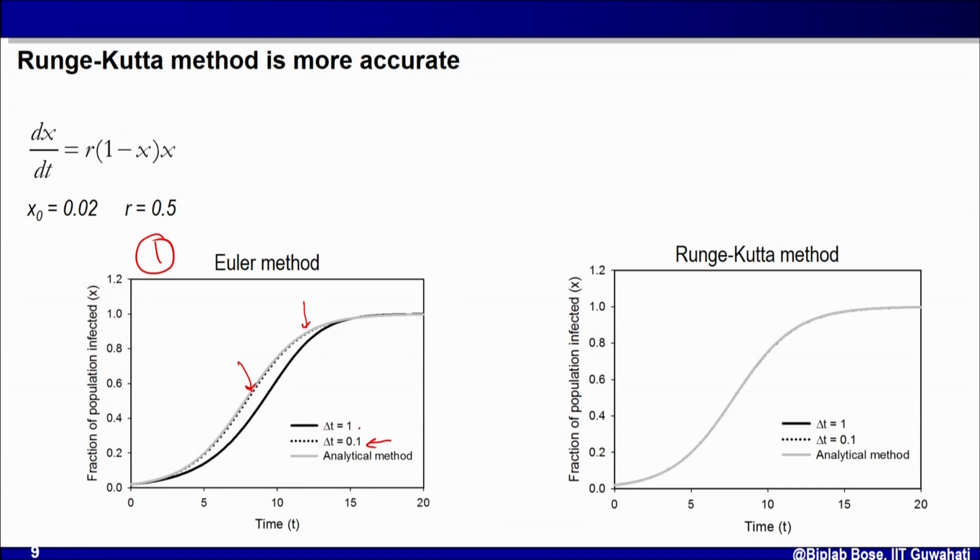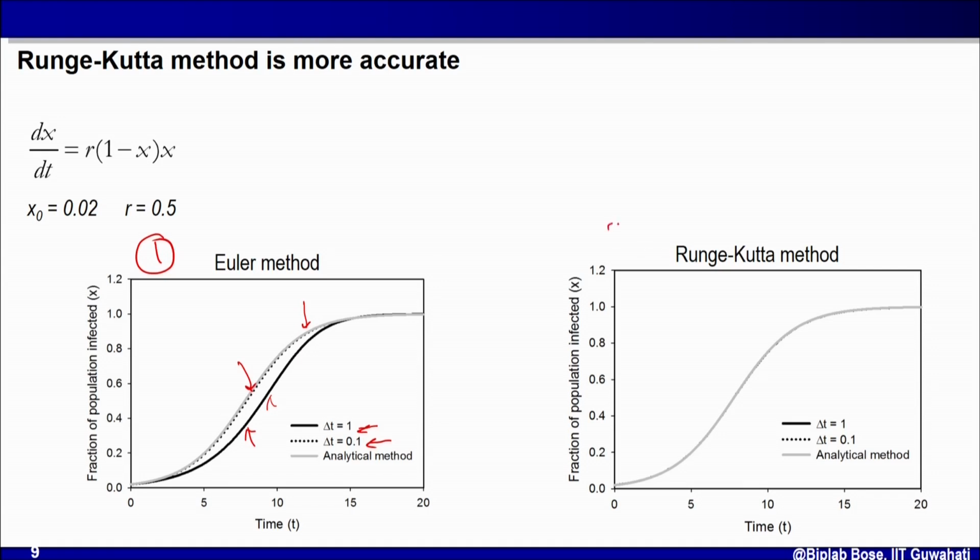But the problem starts when you take a bigger delta t equal to 1. Then the result is this black line. As you have noticed earlier also, it is deviating from the real original result, that is the result obtained by the analytical method. That means this approximate method has error when I increase delta t to 1. Now let us look at what we get when we use the Runge-Kutta method that we have discussed till now.